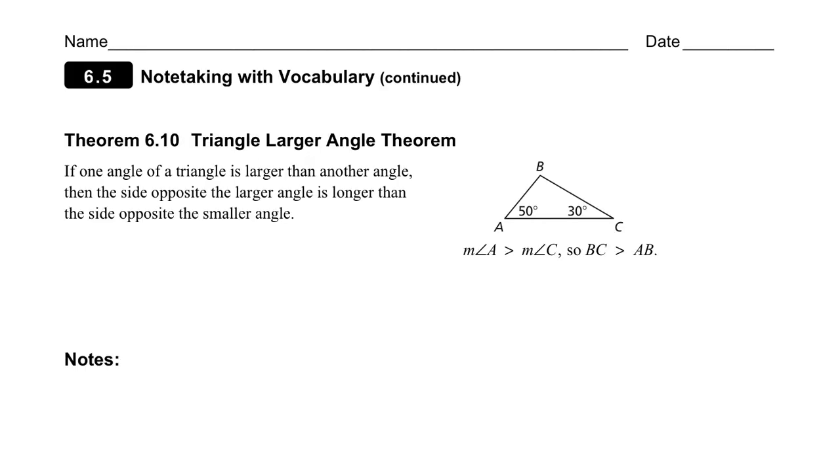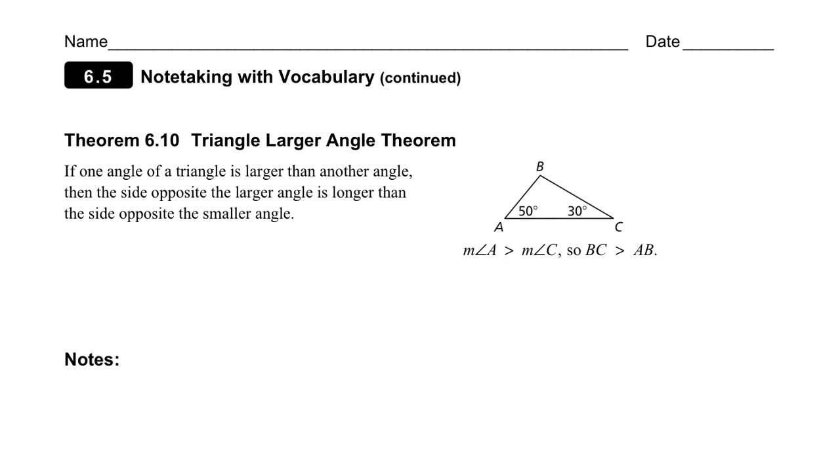Where the next theorem is the opposite of that. This basically says if you have two angles and one's larger than the other, the larger angle will be paired with a larger or longer line segment or side of a triangle. So since 50 is larger than 30, the side opposite, which is BC, is going to be larger than the side opposite 30, which is AB. Okay. So those are the two theorems that we have so far.